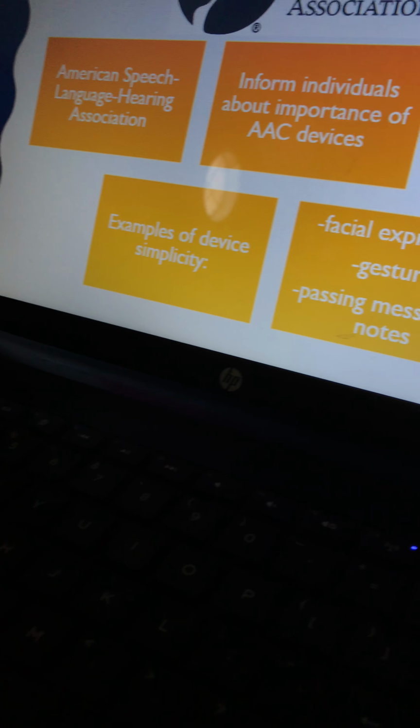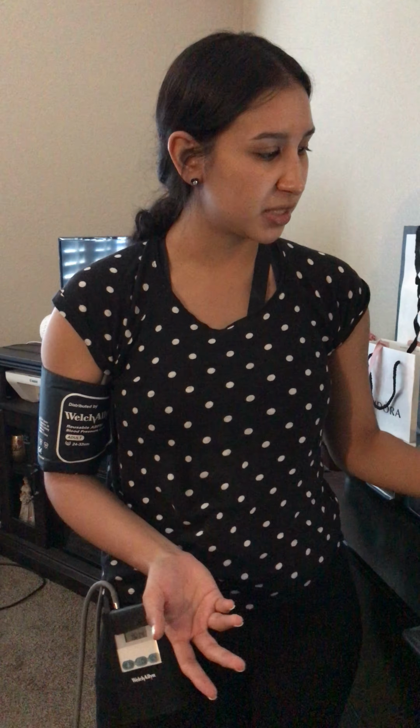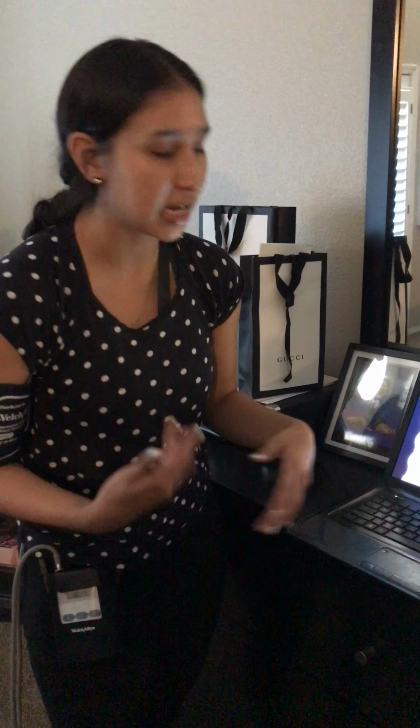It also informs individuals on differences between the low and high-tech devices, similar to what we talked about just now, between a computerized device and devices that may not use any kind of technology at all, but still assist the individual. They also emphasize the simplicity of communication. Even though this is a presentation on technology, this website expresses that facial expressions, gestures, and passing messages and notes can also be considered a device that individuals use in order to communicate. Not just individuals, like for example passing notes, anyone can do that.